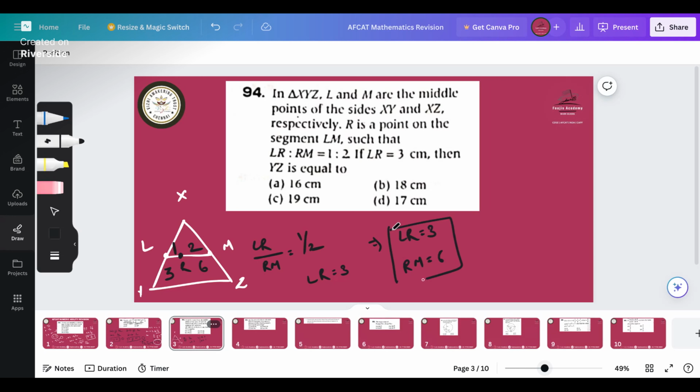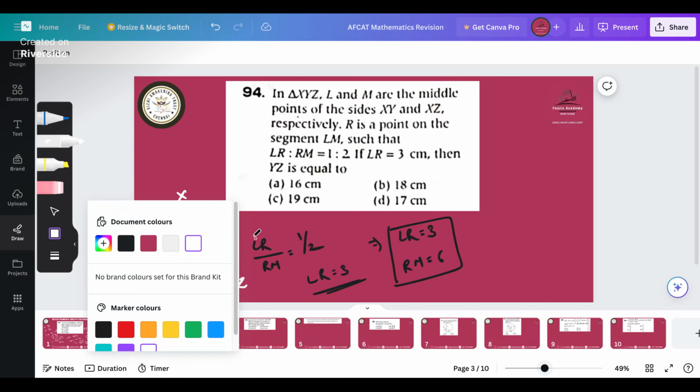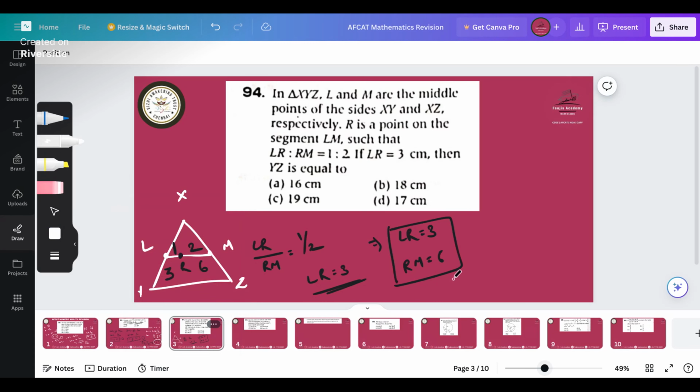LR and RM are in the ratio 1 is to 2 and the value of LR they have already given is 3, right? So similarly, RM will become 6 and LR becomes 3. So from here, what is LM? Which is nothing but LR plus RM, which is nothing but 9.